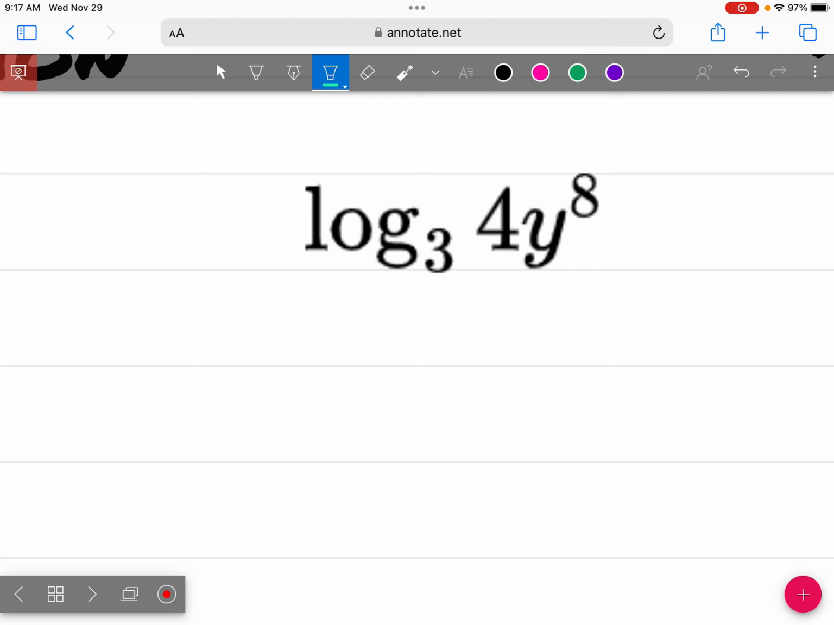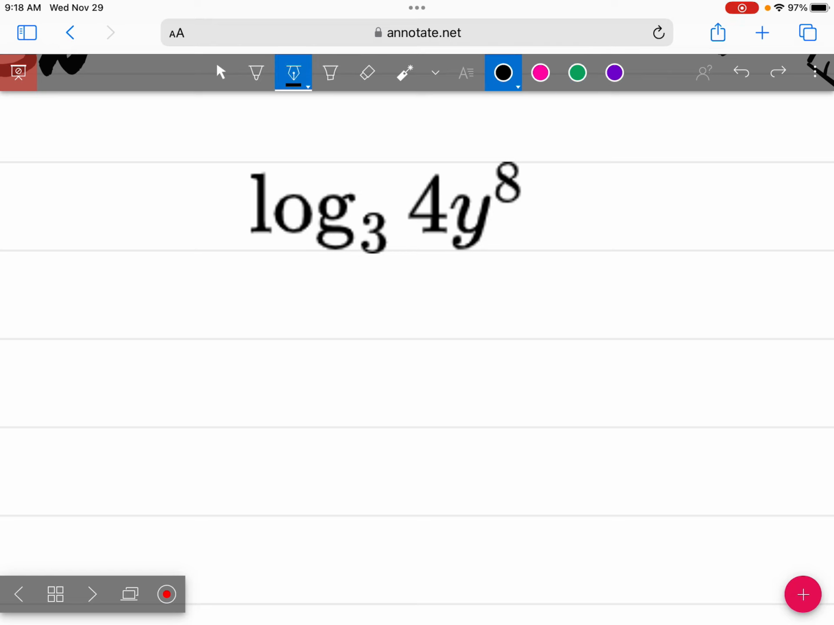So on this next one, we have to deal with our multiplication before we deal with our exponent. So we have to do our multiply and divide before we do exponents. It's like doing order of operations backwards. So when we're expanding, I need to do that multiplication first. So that's our first step on it.